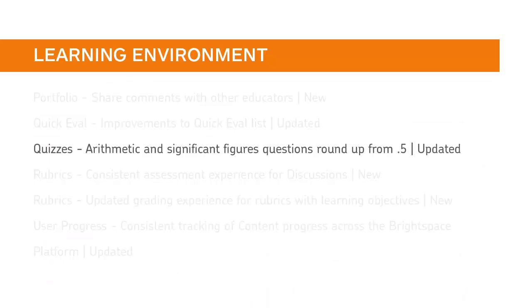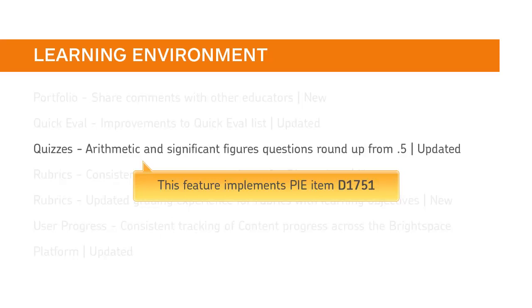Arithmetic and significant figure questions in quizzes now round up from 0.5 by default. This feature implements PI item D1751.